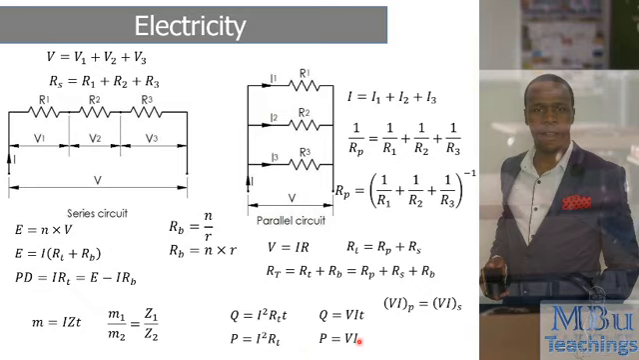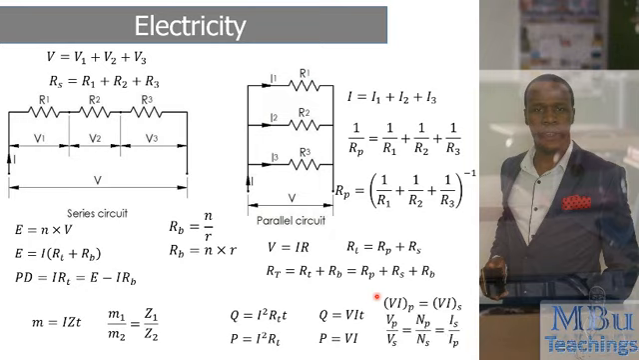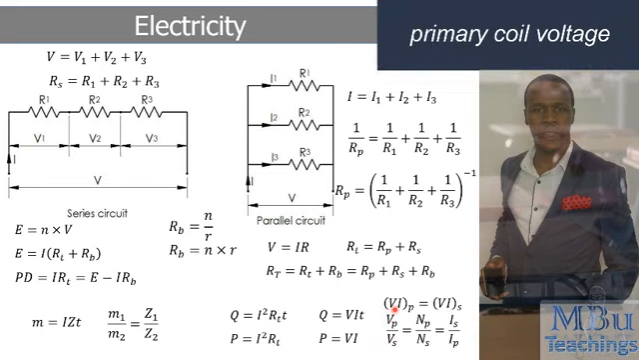Then we take this formula and use it for transformers. So it's the same formula for power, but now we just use it for primary windings and for secondary windings. So that is the formula that we will use for transformers as the one for power. We can also derive this formula from that power formula.